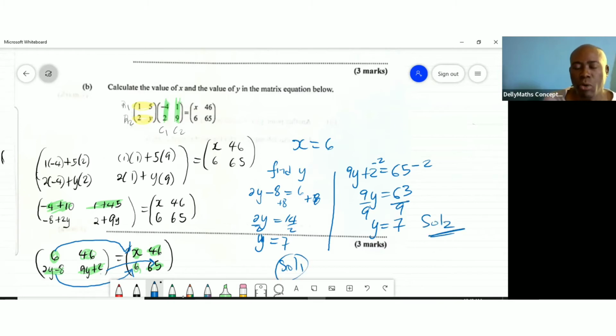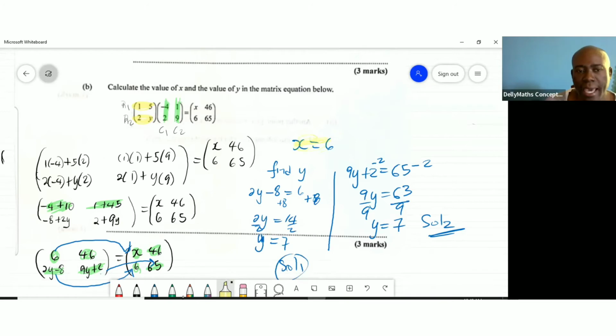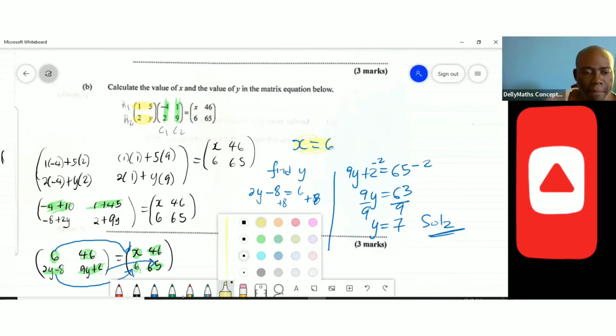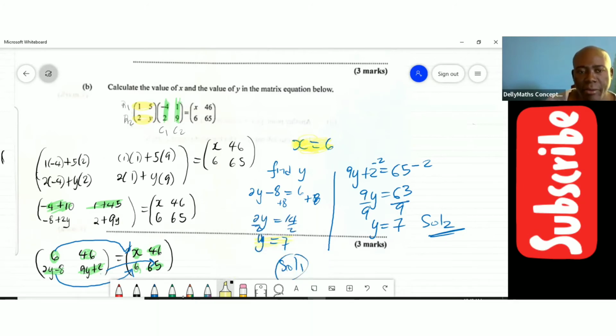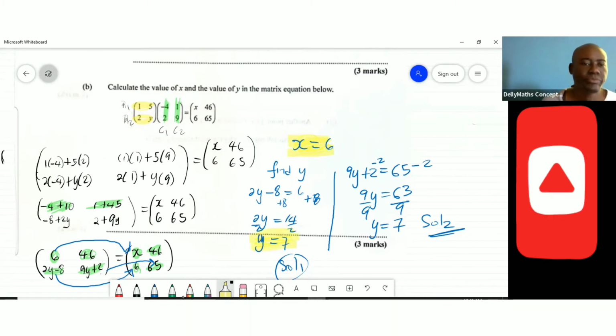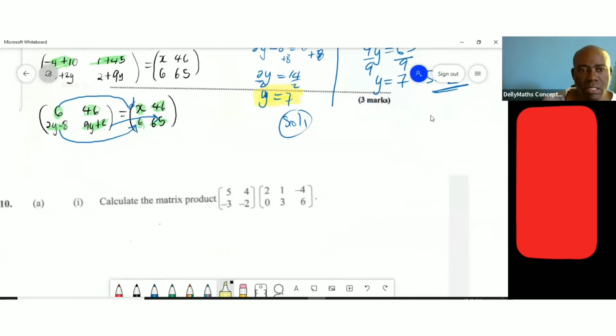You don't need to do both, but I'm just showing that we have many ways of getting to our answers. Definitely, we want to conclude here. You could see that x is 6 and y is 7, right? x is 6 and y is 7. There we go. All right. So that's the solution for that.